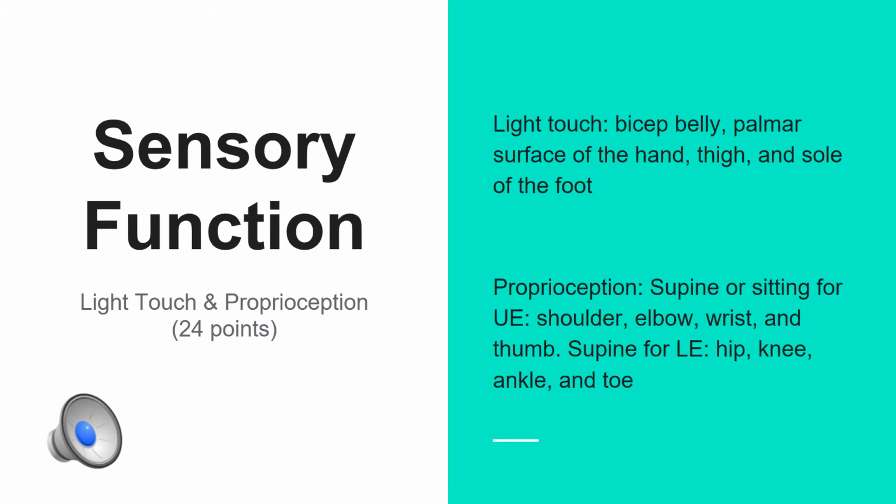The second subscale is sensory function, measuring light touch and proprioception, receiving a max score of 24 points. With light touch, you measure the belly of the bicep muscle, palmar surface of the hand, thigh, and sole of foot. With proprioception, the patient is supine or sitting for upper extremity, measuring the shoulder, elbow, wrist, and thumb. Supine for lower extremity, measuring hip, knee, ankle, and toe.